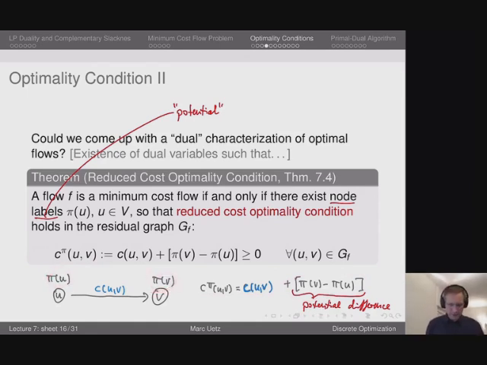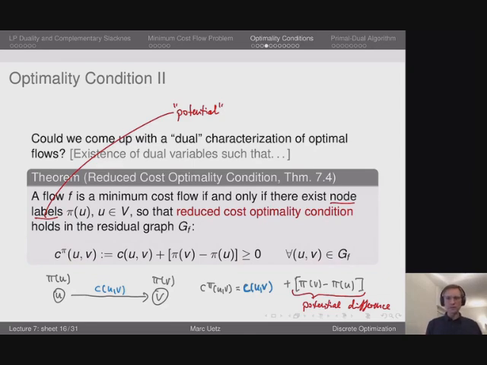And I think I didn't even say what the statement of the theorem is. We have a minimum cost flow if and only if there exist such node potentials pi such that the reduced costs, so defined, are non-negative for all the edges in the residual graph.